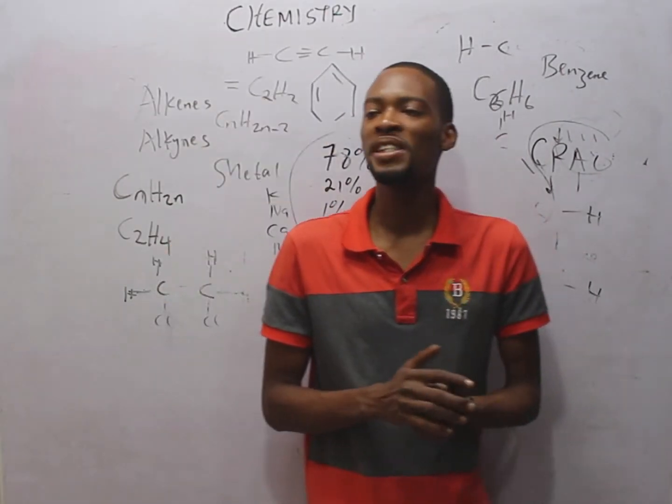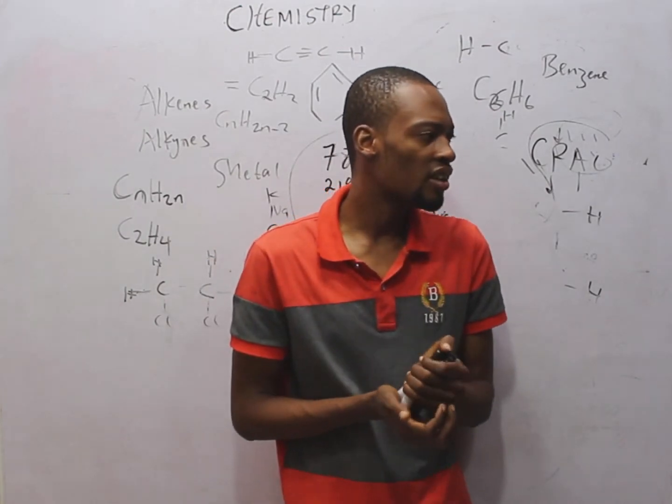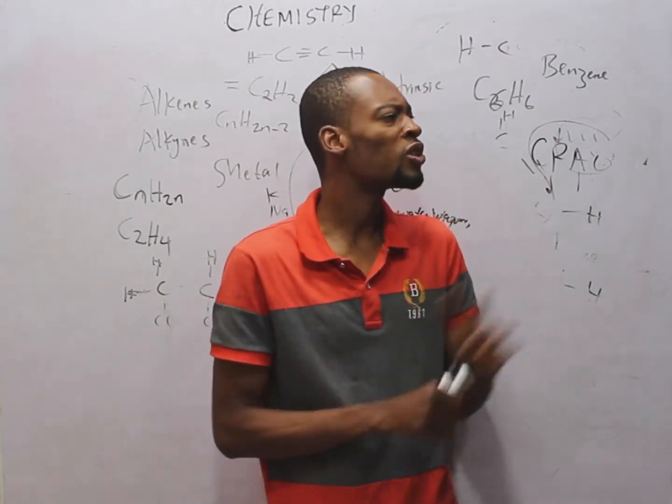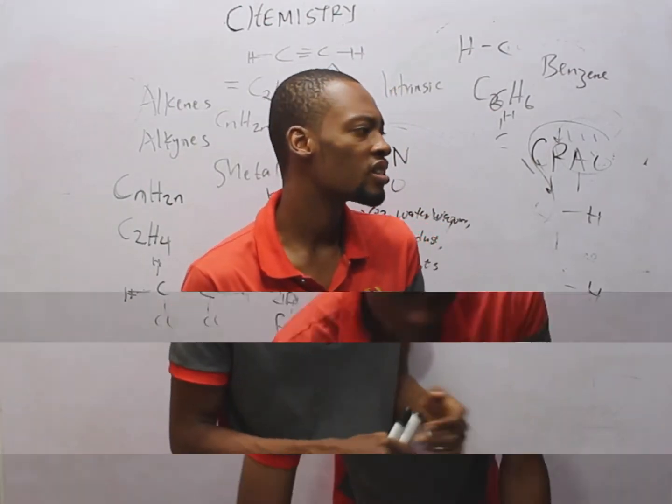Benzene process is used for making steel. Alkenes process is used for making graphite. Nigerian crude oil is referred to as sweet because it has a low sulfur content.